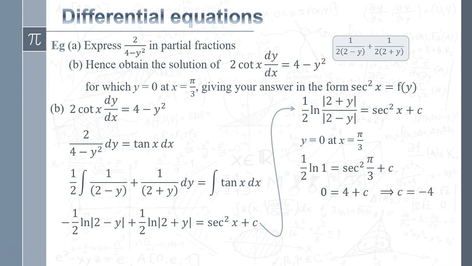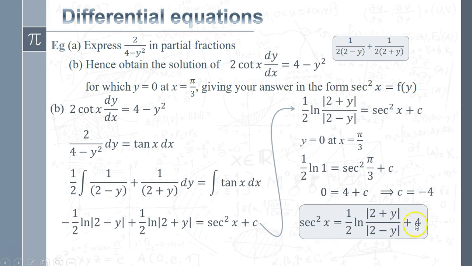c equals minus 4. And so then the last thing to do is to put that minus 4 back into my equation here, and I want sec squared equals, so I'm going to move the minus 4 over to the other side. It's going to become a plus, so that's why we've got a plus 4 there. And there you go. There's the format of the equation that was being asked for. So we've got sec squared x equals, and this thing here, this is our function of y.